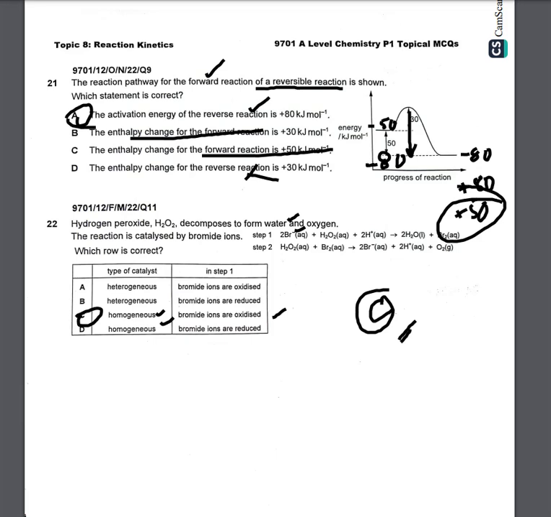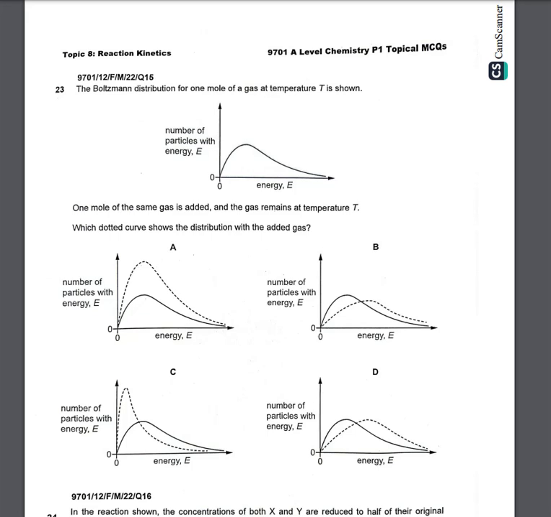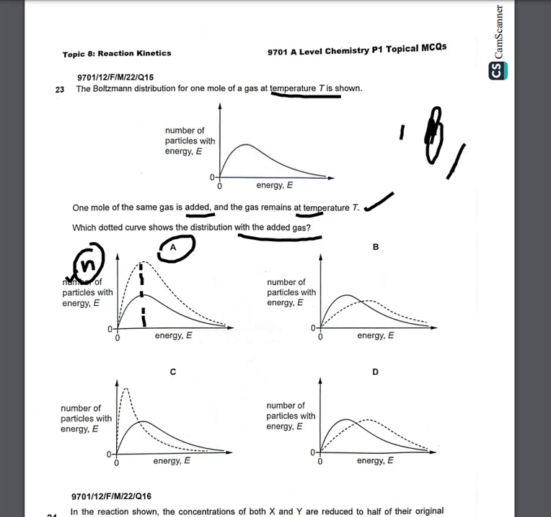So we'll move on to question number 23. Question number 23 says the Boltzmann distribution for 1 mole of a gas at temperature T is shown. So 1 mole of the same gas is added to the reaction mixture and the gas remains at temperature T, no change in temperature. Which dotted curve shows the distribution with the added gas? A. Categorically A is true. Why? Because there are more number of particles, but they possess the same energy. This is the actual difference here. So A is your right answer.